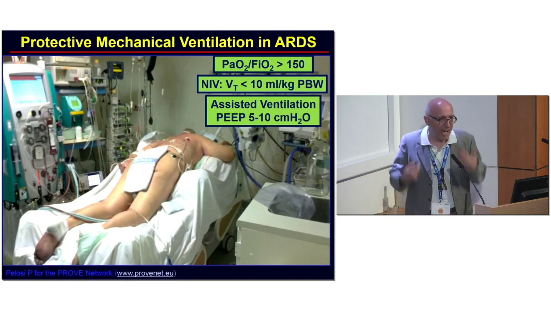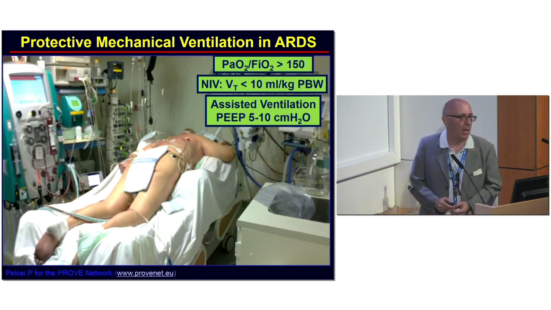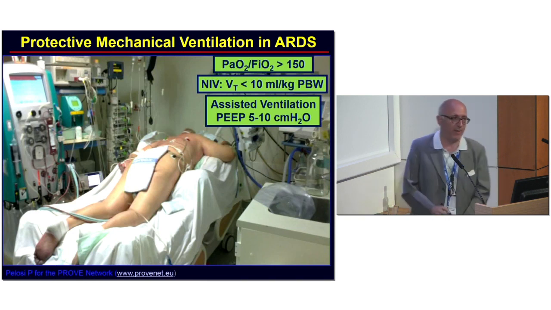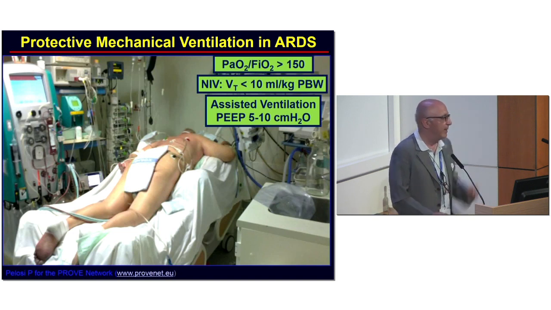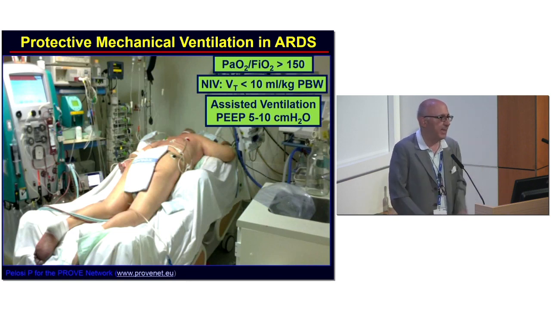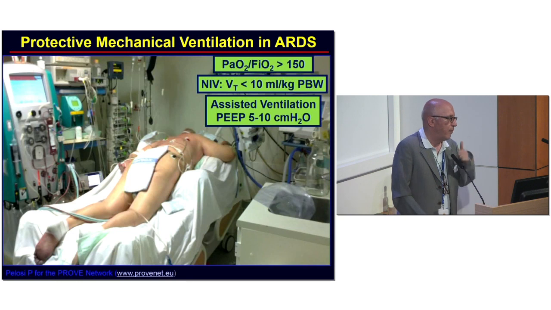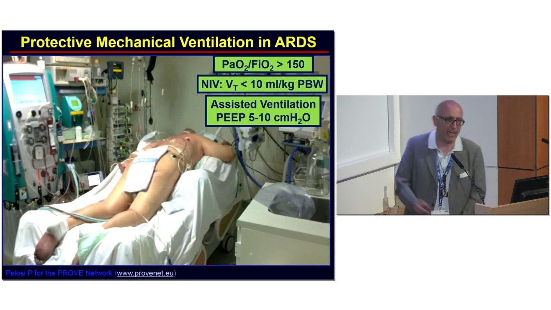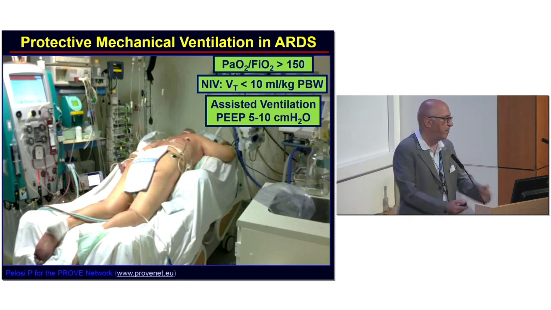So this is our view on how we treat RDS in patients with PO2 higher than 150. These patients, we always try, if possible, non-invasive ventilation. But we intubate immediately these patients if tidal volume in positive pressure is higher than 10 milliliters per kilogram predicted body weight. For us, higher tidal volume and increasing respiratory rate are the two main factors to intubate patients early. And then, if they are intubated, we start with assisted ventilation immediately with a PIP level between 5 to 10 centimeters of water.